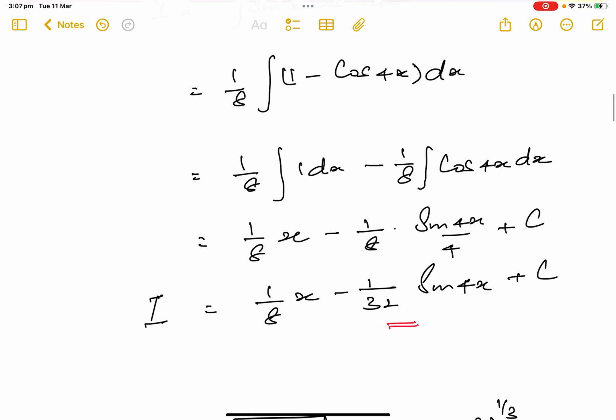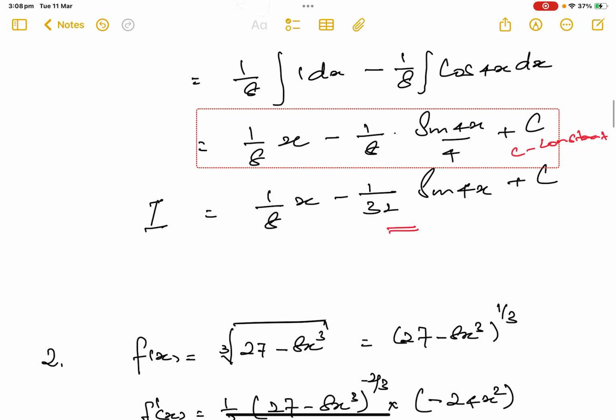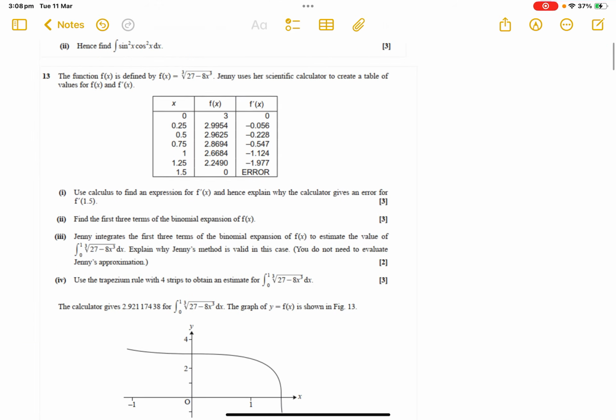So we simply integrate that. 1 over 8 times the integral of 1 with respect to x, minus 1 over 8 times the integral of cos 4x. So simply 1 over 8 x minus 1 over 8 times sine 4x over 4 plus c, the constant. Simplified: 1 over 8 x minus 1 over 32 sine 4x plus c. That is the first question done.